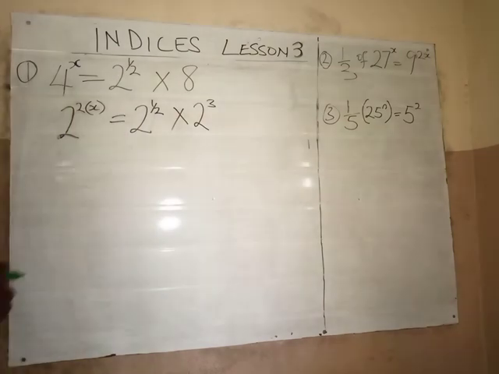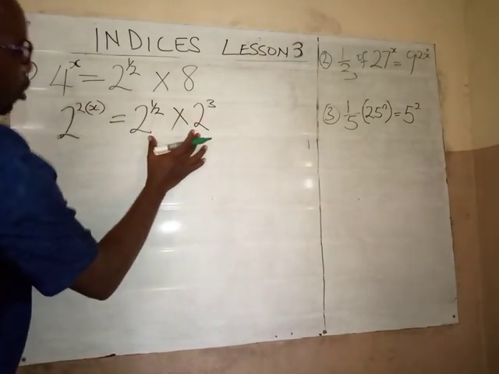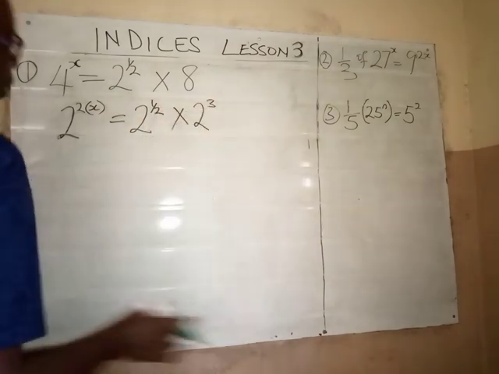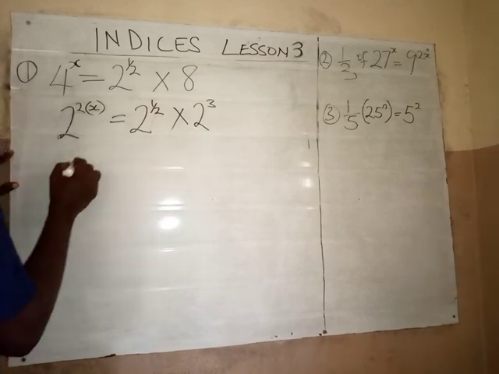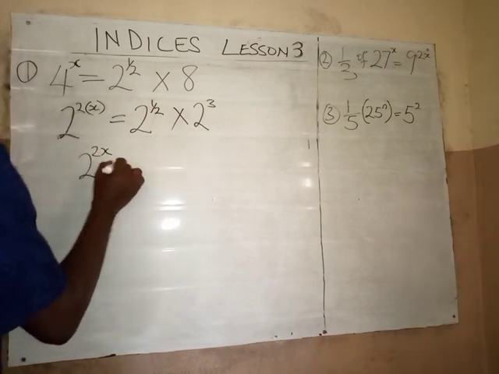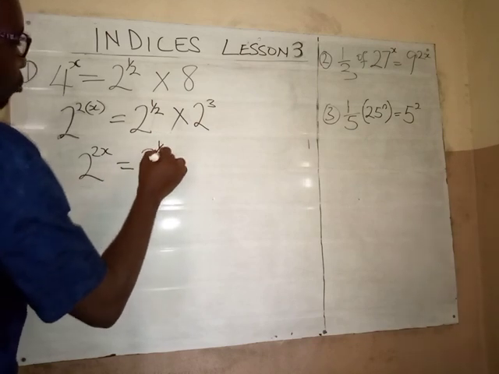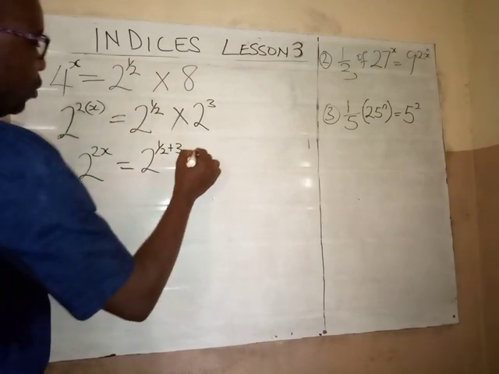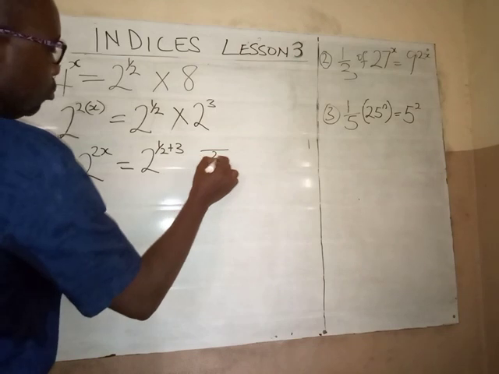So the law of indices says that when you are multiplying, you add the powers. When you are dividing, you minus the powers. Since we are multiplying here, what we now have is 2 raised to power 2x equals 2 raised to power 1 over 2 plus 3. You can actually look for the LCM here. So the LCM here will be 2.